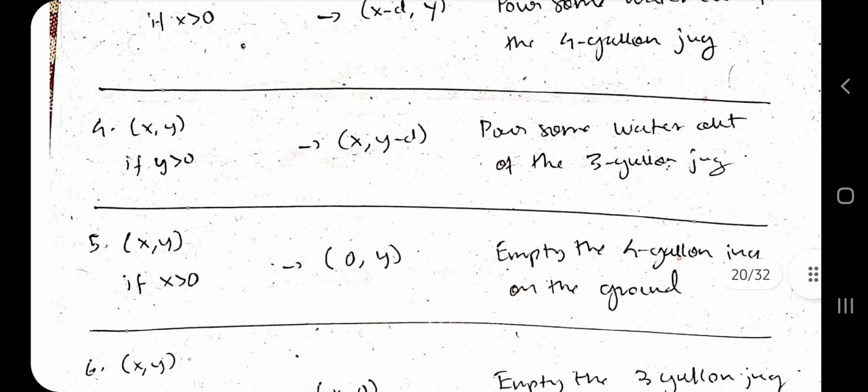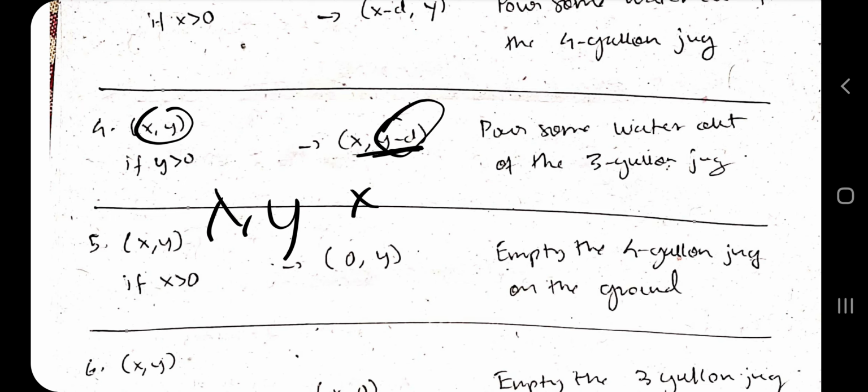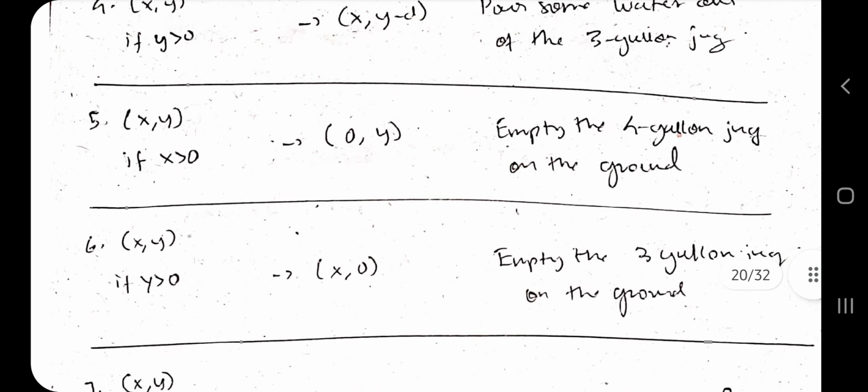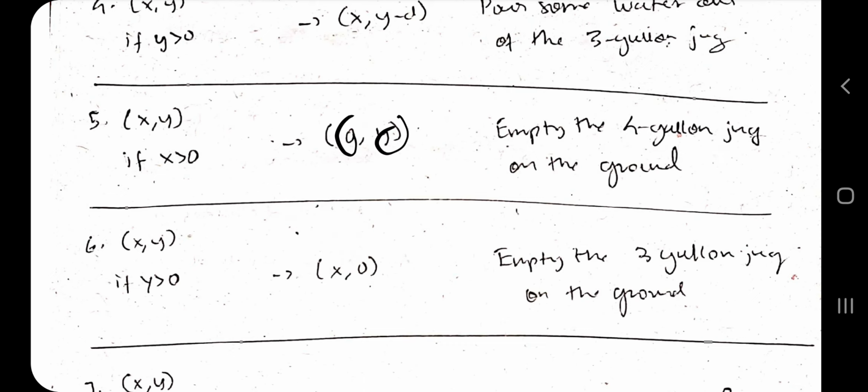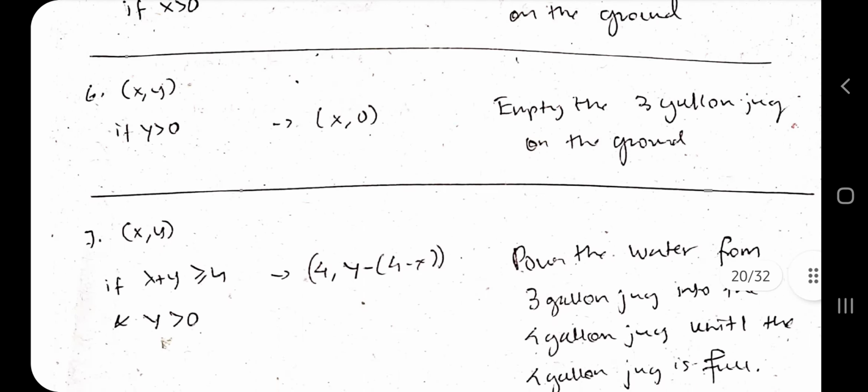Okay, same goes for y also. You can pour out some water out of y. So if it is x comma y, the final state will be x comma y minus d. So d water is poured out of y, so the final state is x comma y minus d. The next rule is if x comma y is there, you can empty the 4 gallon jug, pouring out the whole water that is present here, so it will be 0 comma y. Same goes for y as well, x comma 0, pour out all the water in the 3 liter jug.